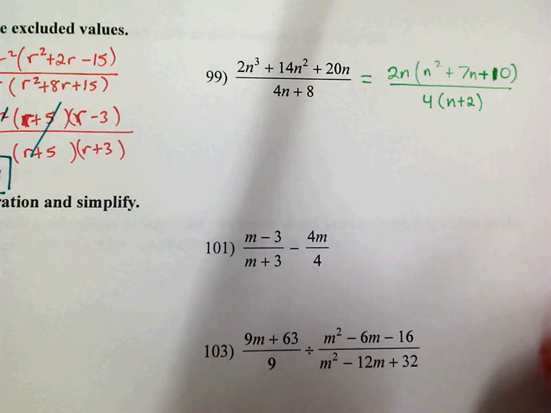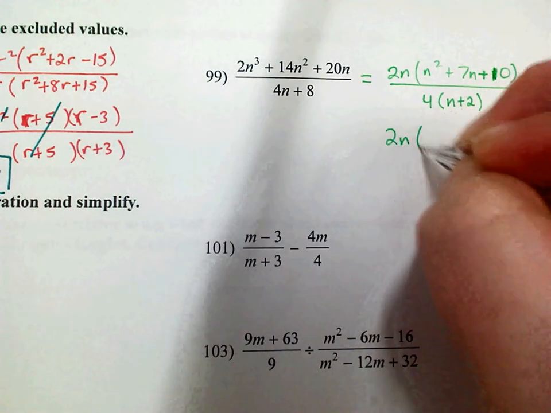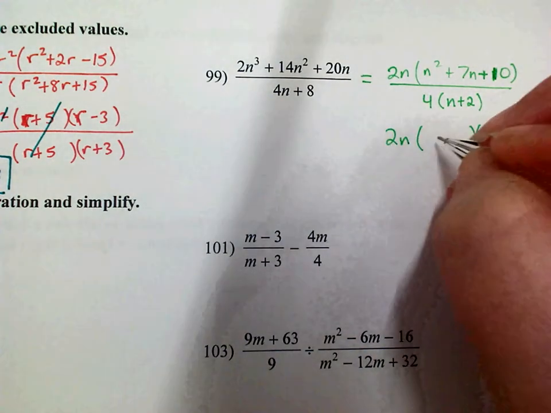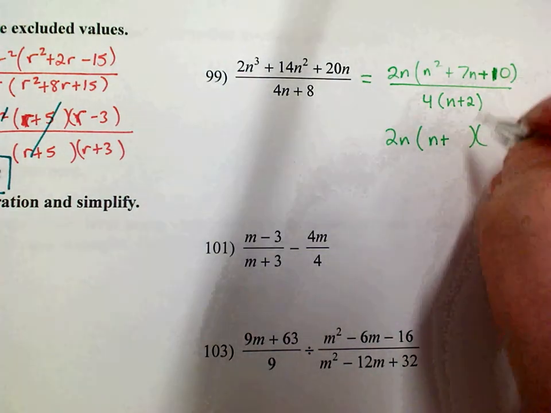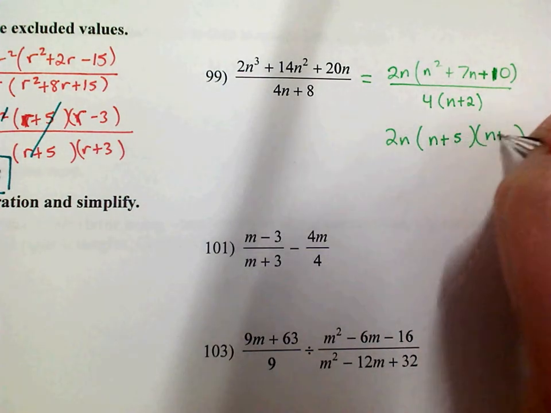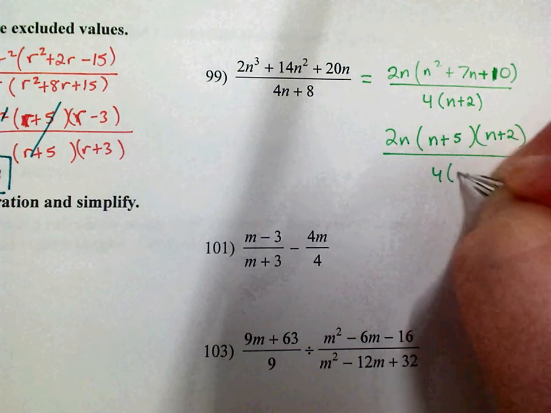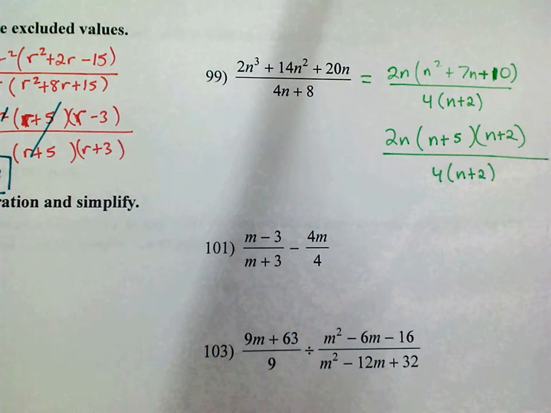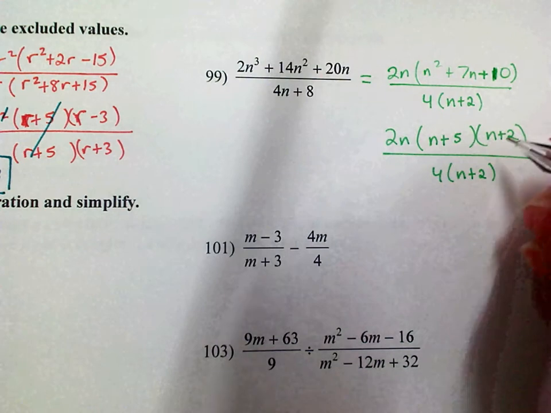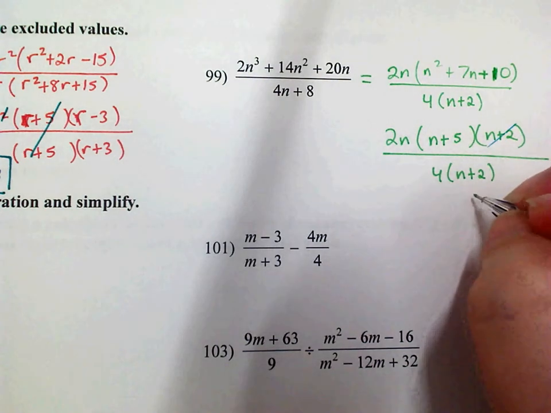So here I'm going to factor as much as I can, n plus the factors of 10 that add up to 7 are 5 and 2. 4 times n plus 2. And as far as things I can simplify out, we've got an n plus 2 on the top. Oh, just kidding. I need to make sure and state n cannot equal.